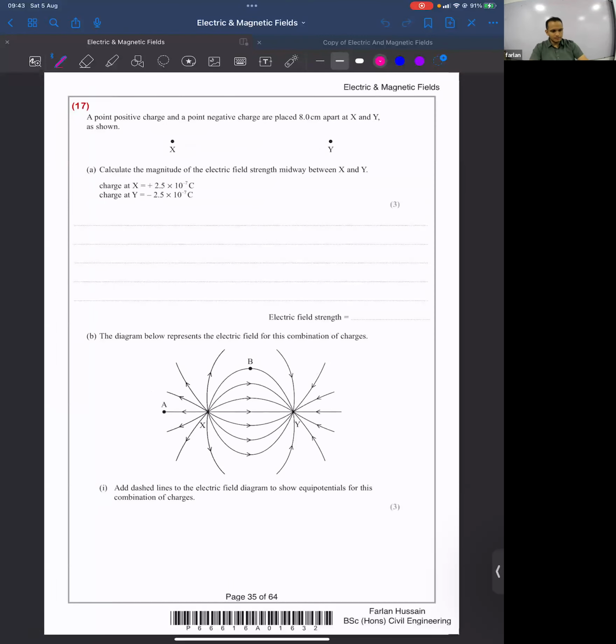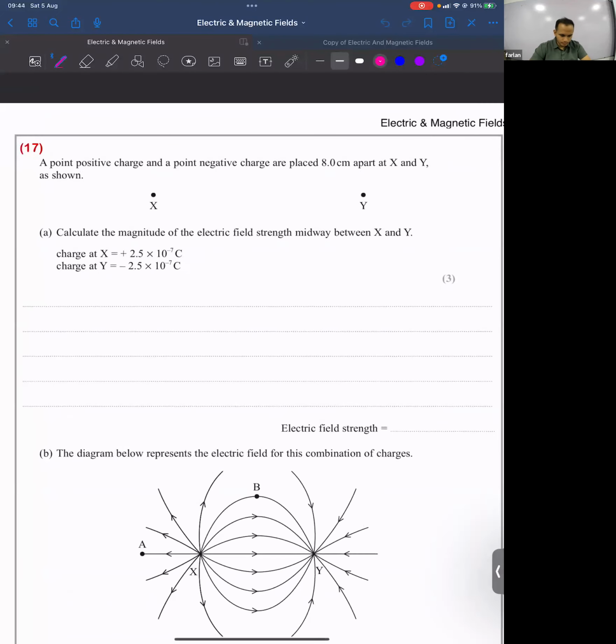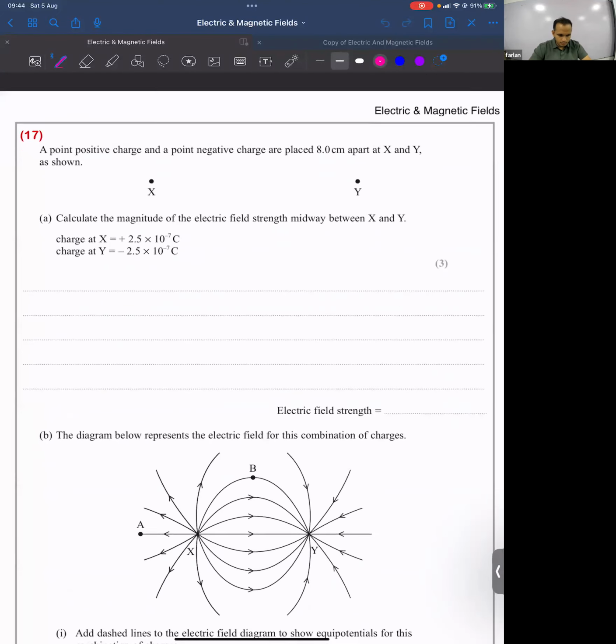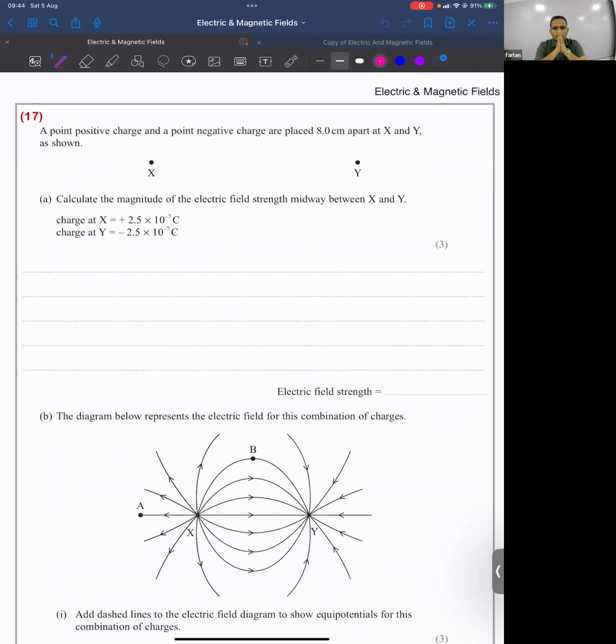Right. Here's question number 17, part A. Question number 17, part A. Yeah, we'll do it together.